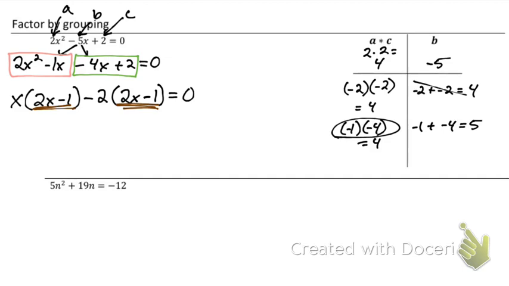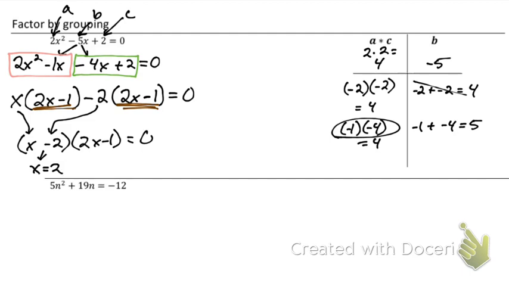Now, since both of those are the exact same, we can now smoosh together that x and that negative 2. x minus 2 times 2x minus 1 is going to equal 0. That gives us our two possible answers. We're either x equals 2, or we'll do the whole work on this one. 2x minus 1 equals 0. You would add 1, divide by 2, and you come up with x equals 1 half is your other one.